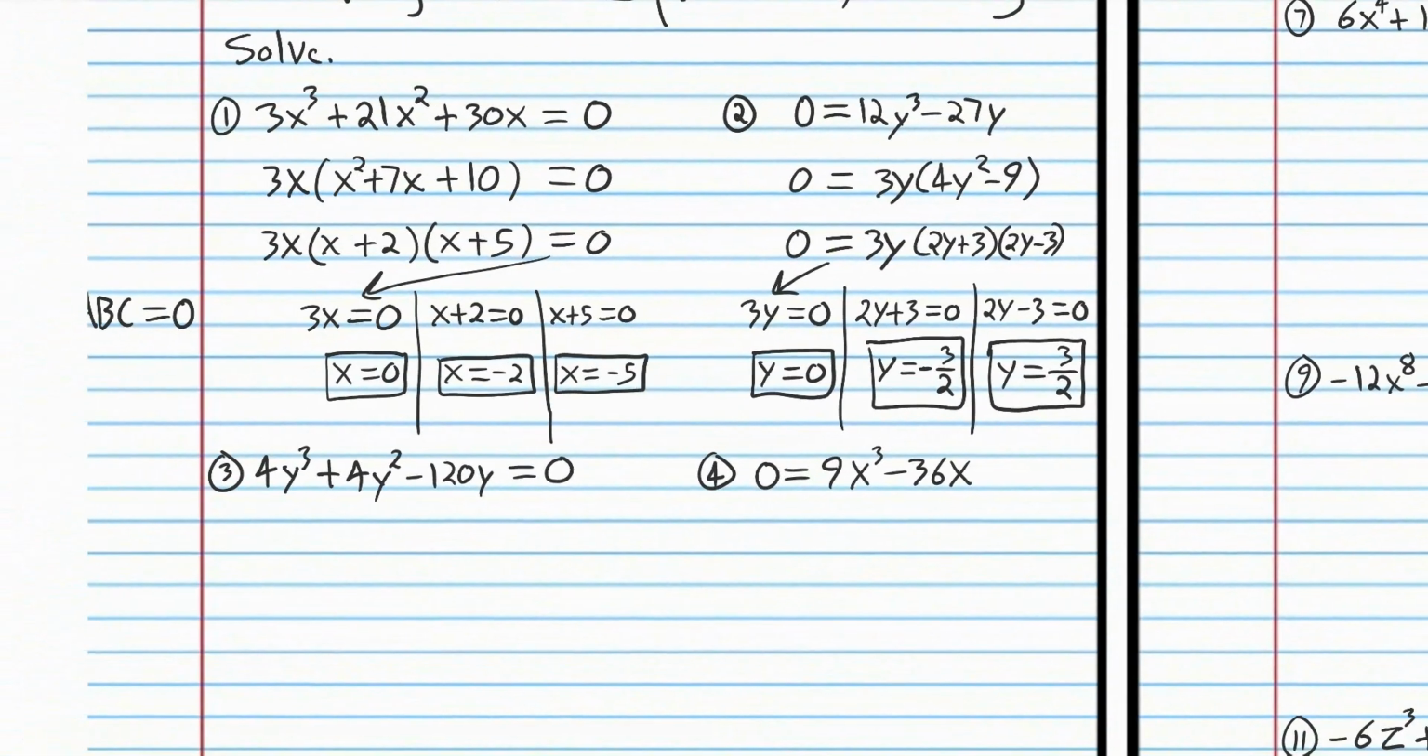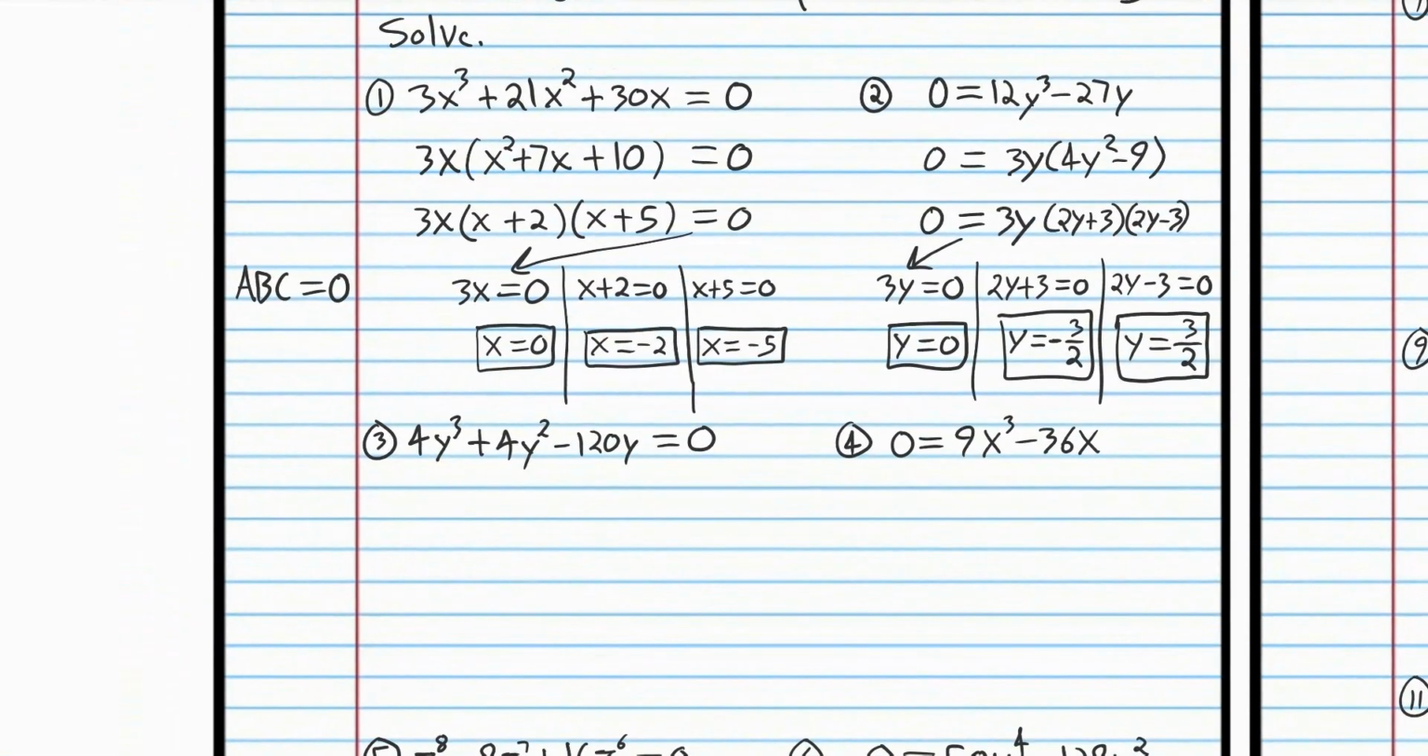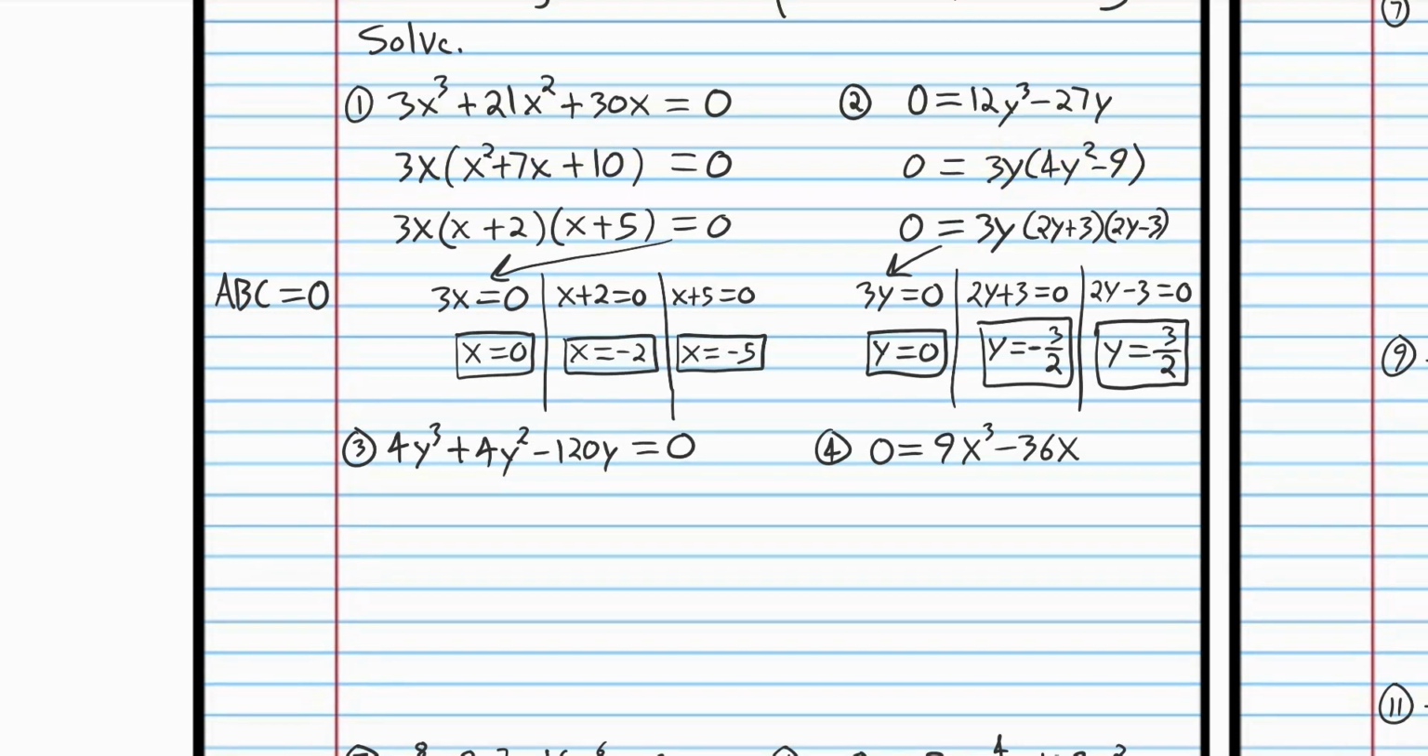So that's another type of problem. You're going to pull out a greatest common factor, and you're going to get a quadratic expression. And over here, you're going to pull out a greatest common factor and get the difference of 2 squares. So that's 2 situations that you're going to encounter.